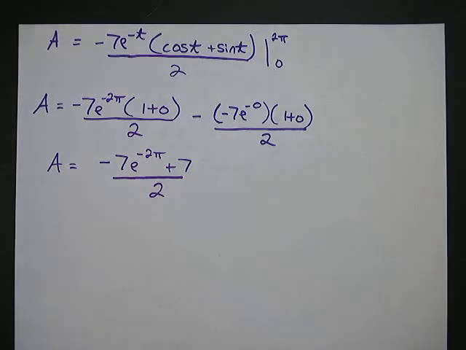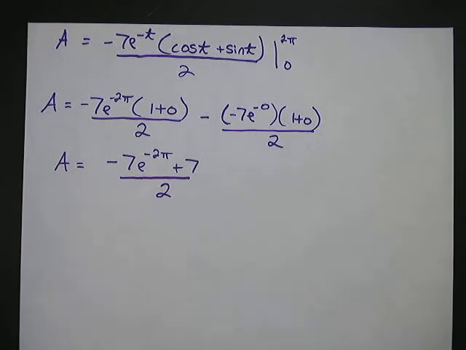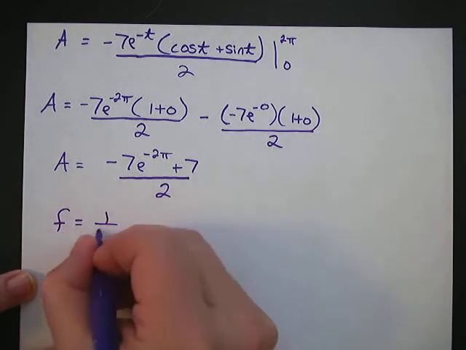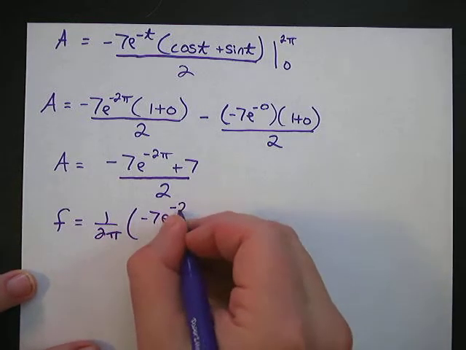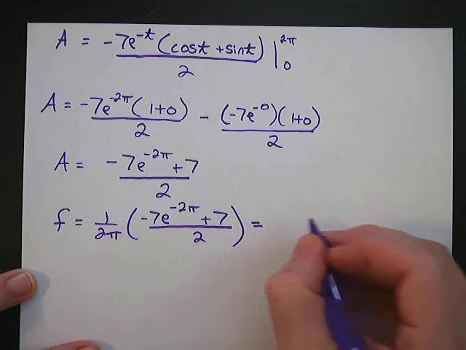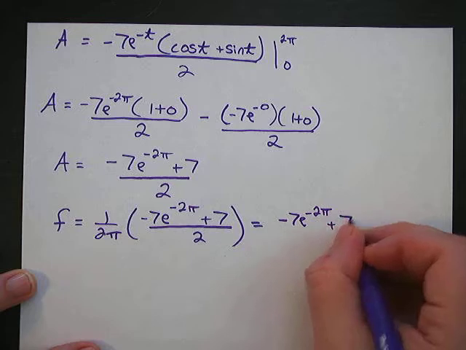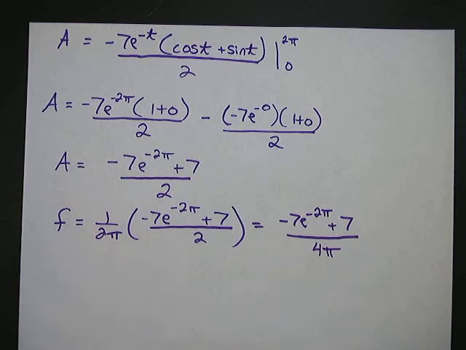So that's A. But remember, that's not the average value. The average value, if you go back to what we were doing earlier, you have to multiply that by 1 over 2 pi. So f becomes 1 over 2 pi times negative 7e to the negative 2 pi plus 7 over 2. Clean that up, and we get that our average value is negative 7e to the negative 2 pi plus 7 divided by 4 pi. And that's the average value of the function 7e to the negative t times sine t over the interval 0 to 2 pi.